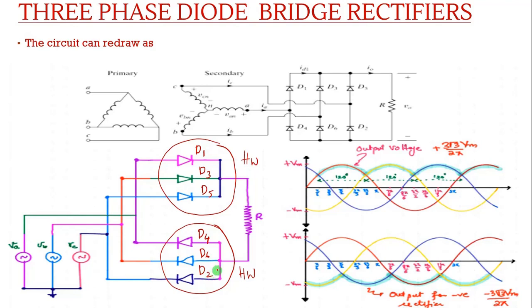So this full-wave bridge rectifier works like two half-wave rectifiers in each cycle. In the positive half cycle, diodes D1, D3, D5 will be conducting, and we will get the output waveform like this. During the negative half cycle, diodes D4, D6 and D2 will be conducting, and we will get the output voltage like this.